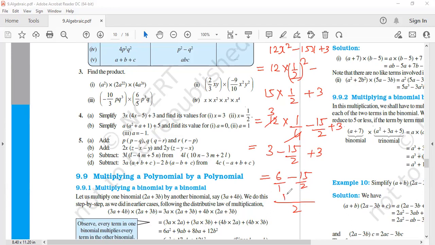Take the LCM and solve it. 2 is the LCM. LCM of 2 and 1 will be 2. And 6 2s are 12 minus 15. That means if you subtract 12 minus 15 it gives you minus 3 upon 2, because 15 minus 12 will be 3. The sign of this one will be minus because 15 is the bigger number, right? The answer of this one will be minus 3 upon 2.